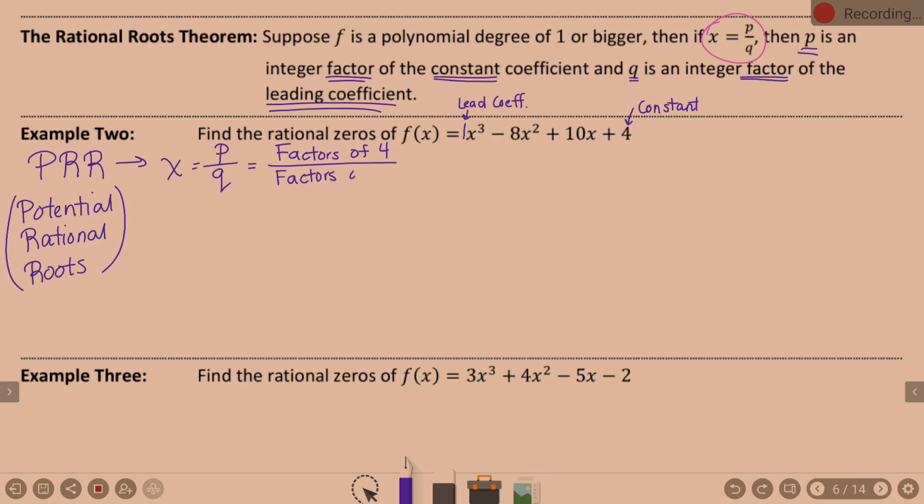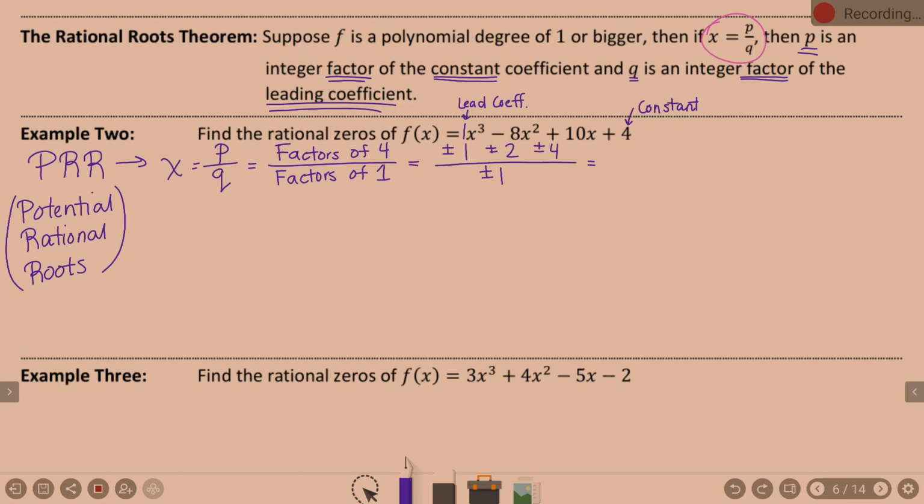Okay, so with this in mind, what are possible factors of 4? 4, 2, 1. And when we say 4, 2, and 1, we also need to include their negatives. So I'm going to write that as plus or minus 1, plus or minus 2, and plus or minus 4. All over plus or minus factors of 1. What are factors of 1? 1. Plus or minus 1. Now, that's just kind of my setup.